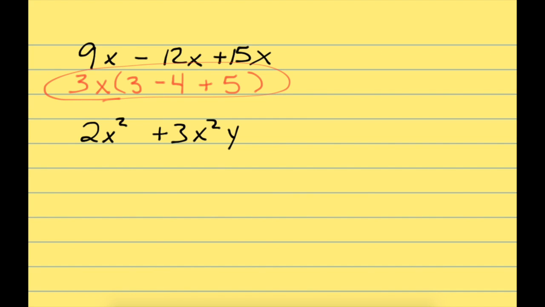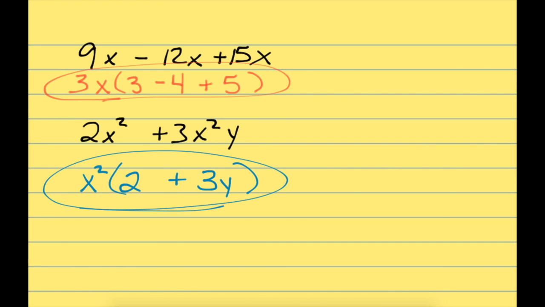Our second one, the only thing they have in common is they both have an x squared. When I take it out of the first term, I'm left with 2, and when I take it out of the second term, I'm left with 3y. So that's my factorization. If you have any questions, feel free to watch the video again, or you can look up more resources on greatest common factors.